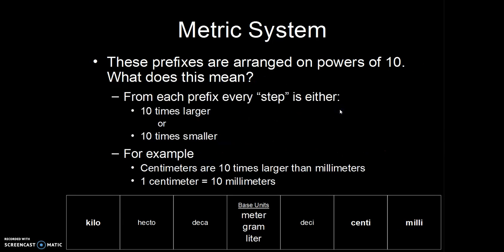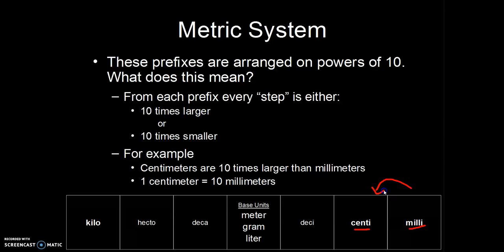So the prefixes, as you notice, had lots of ones and zeros in them, and that's because they're arranged on powers of 10. So what does this mean? Well, it means every prefix is either 10 times bigger or 10 times smaller than the one next to it. For example here, it says centimeters are 10 times larger than millimeters. So here's centimeters, and here's millimeters. Or it could be centigrams or milligrams. It doesn't matter what the base unit is. The prefixes don't change. The millimeter, we'll use that as our example, is 10 times smaller than the centimeter.